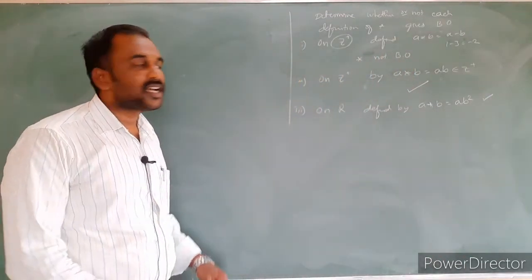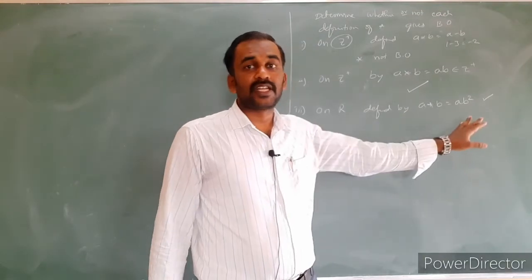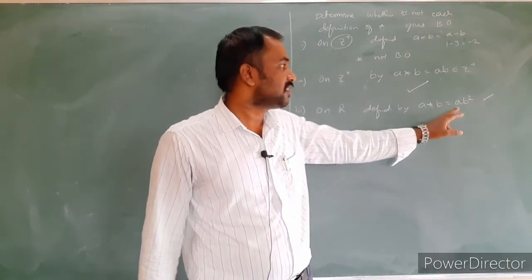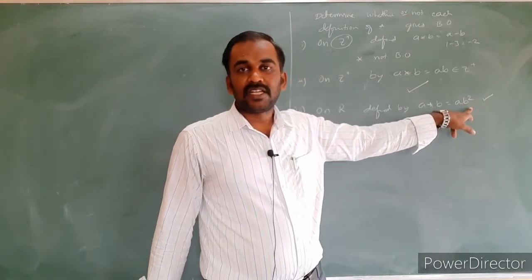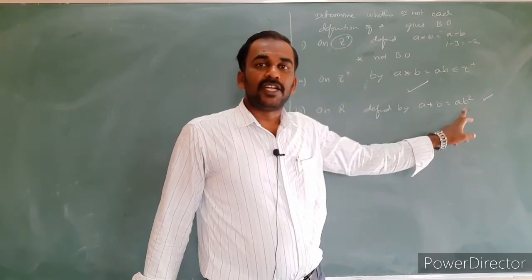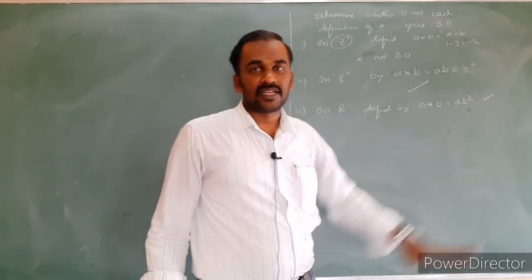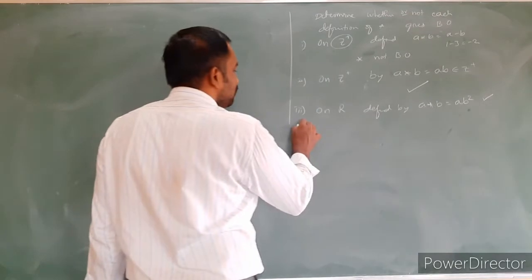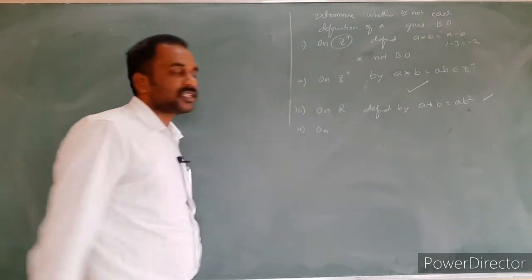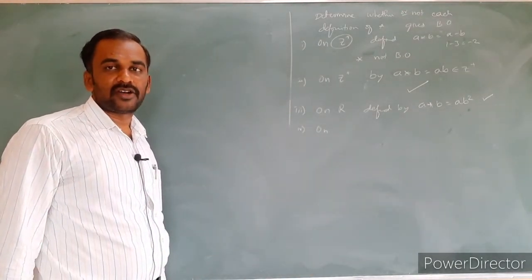Just write the reason. I am just telling only yes, but give a reason. Sometimes they will ask that. What is the reason? The square of any real number is a real number, into again a real number is a real number. Obviously it is a binary operation. Are you clear about this one? How to check whether it is a binary operation or not.